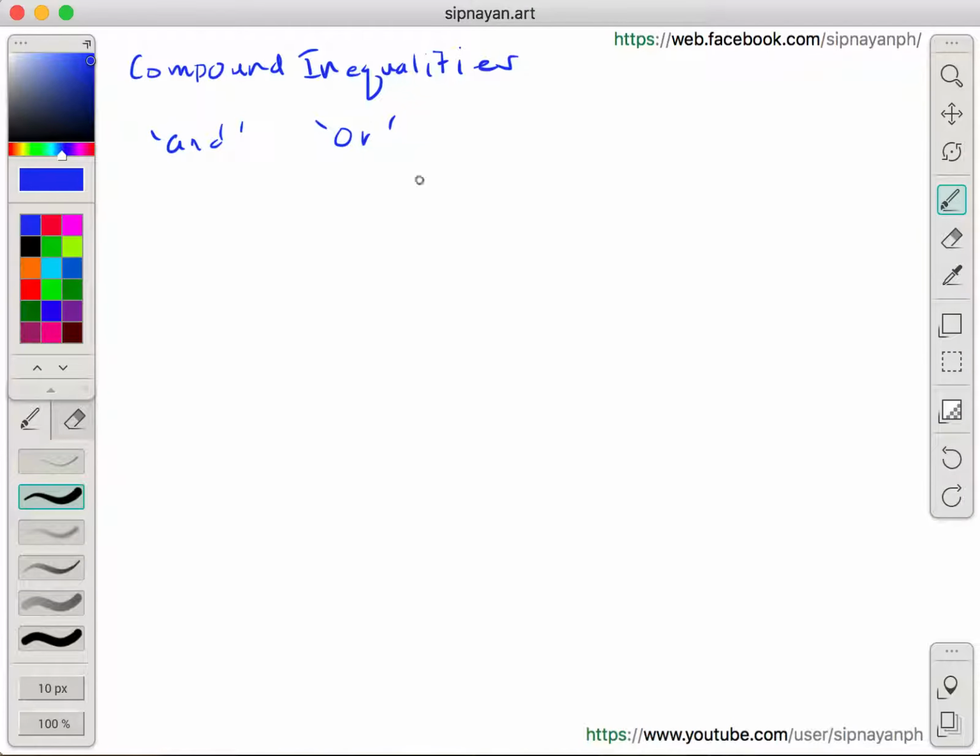I think this was also discussed in the lower grade levels, if I'm not mistaken. I don't know if it was in grade 9 or grade 8. Anyway, we will not discuss "or" yet; let's start with "and". So, "and" means the intersection of two sets.